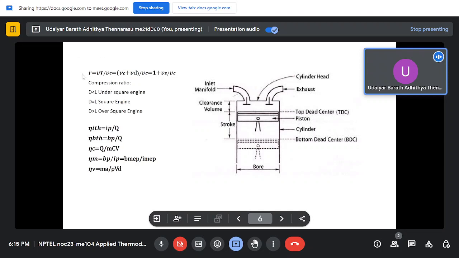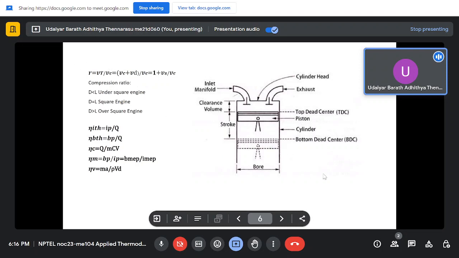And one more important term is the compression ratio. The compression ratio is defined as the total volume divided by the clearance volume. So it will come out to be 1 plus swept volume, or displacement volume, divided by clearance volume. That is the compression ratio.